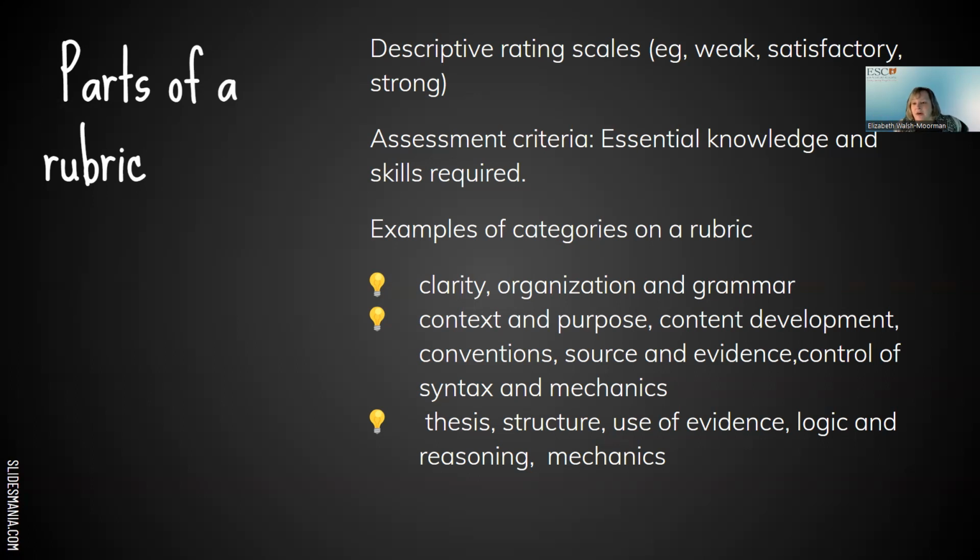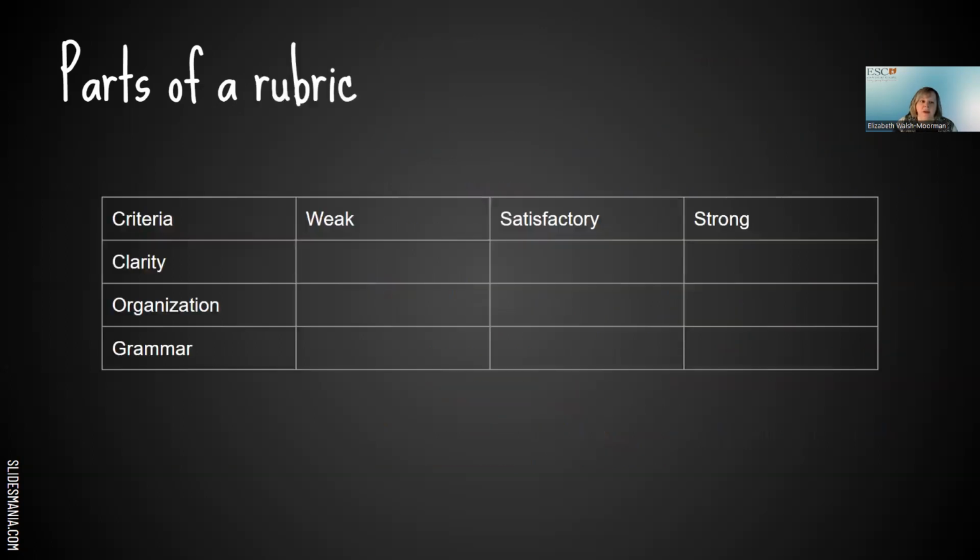We want to have the assessment criteria. What are the knowledge and skills that we're going to be looking at? On a writing rubric, those might include categories such as clarity, organization, and grammar, context and purpose, or content development, convention, source and evidence, control of syntax and mechanics, or things like thesis, structure, use of evidence, logic, reasoning, and mechanics. That's a lot. I would never write a rubric with all of these ideas, but I want you to think about the fact that there are a lot of categories that we could put in, and we want to think about what essential knowledge and skills are required.